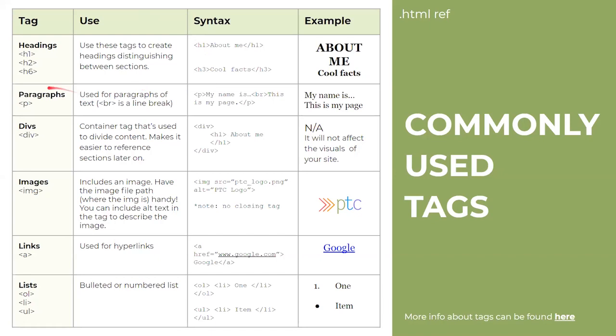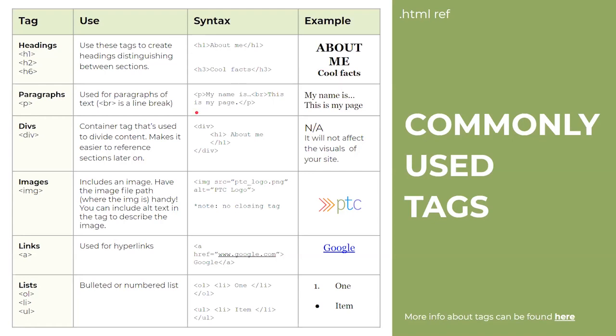Next, we're going to talk about paragraph tags. As it's pretty self-explanatory, they're used for paragraphs of text. These tags can be used in conjunction with line breaks when you want to put certain text on a different line. So as we can see here, this is the line break, and when we add a line break, this part of it goes to the next line, and the next text goes to a different line.